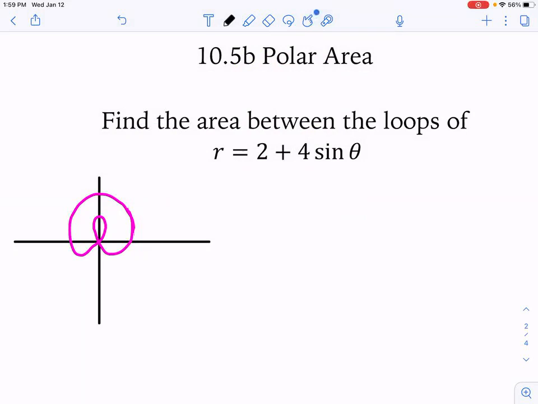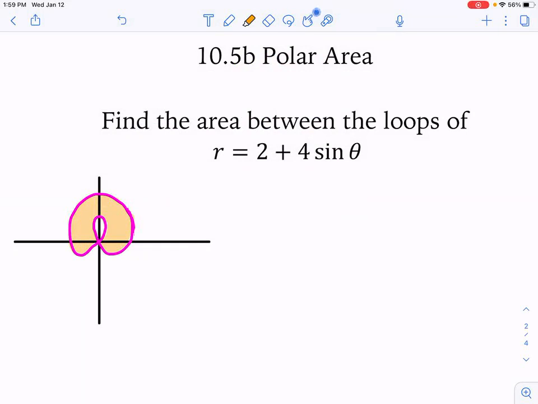Okay, do you agree with this graph? All right, so we need to find the area in between the loops. We want this right here. What was number 17? The inner loop. Okay, so let's talk about the difference between what I'm asking.